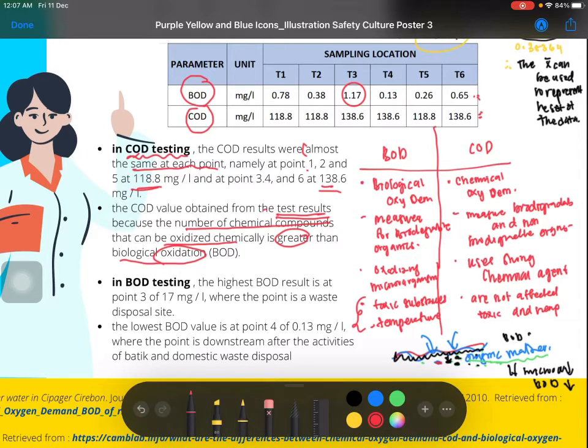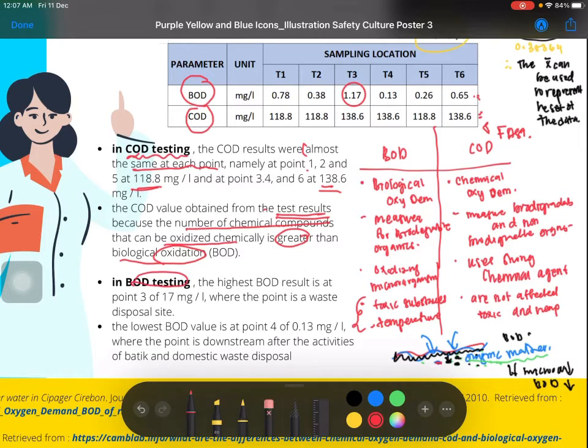Why does this happen? Because the COD reaction goes through a fast reaction, so the value of the COD that can be calculated is bigger.